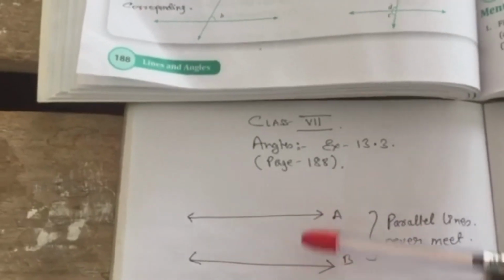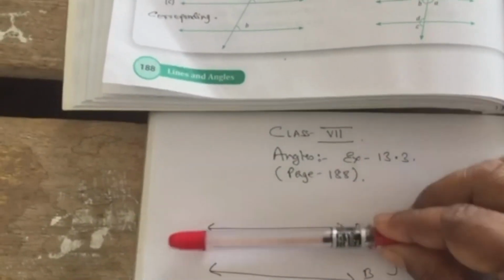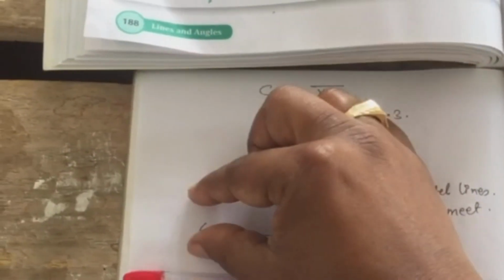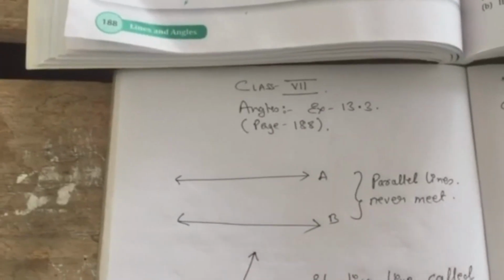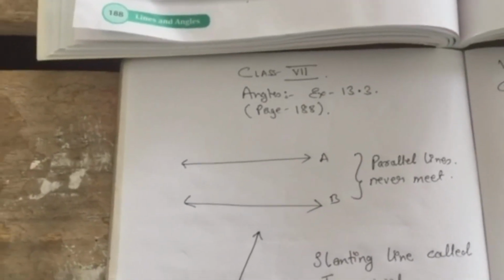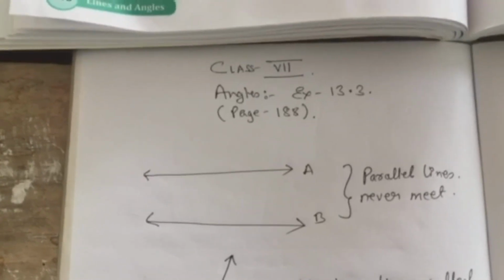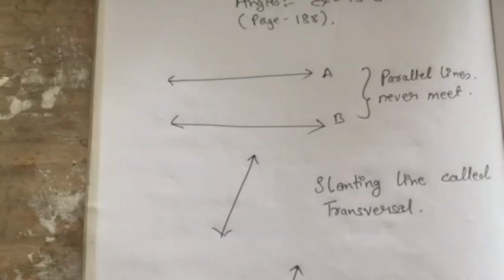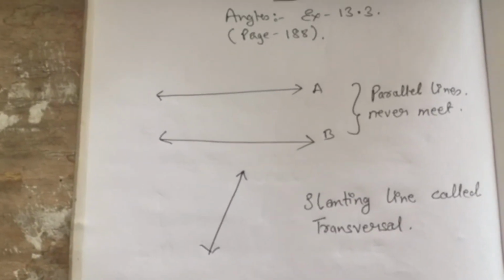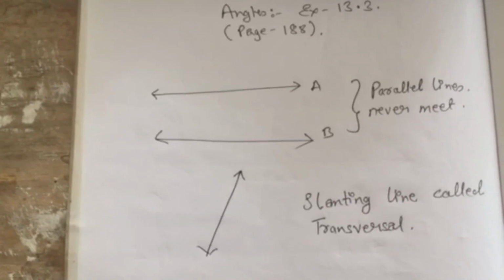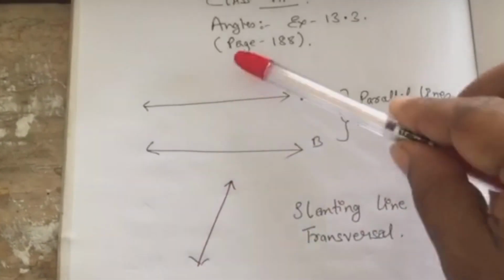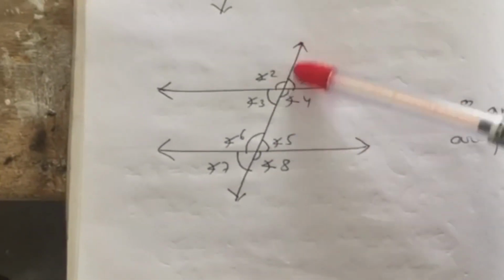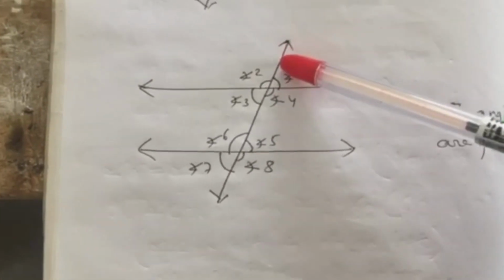Here it may not have been drawn so properly, but it is similar to a railway track which never meets, and the distance between them is the same. So parallel lines, since they do not meet, do not form any angles. If you want an angle to be formed, there is a slanting line that cuts across. If this slanting line cuts the parallel lines, it looks somewhat like this. This slanting line is called a transversal.